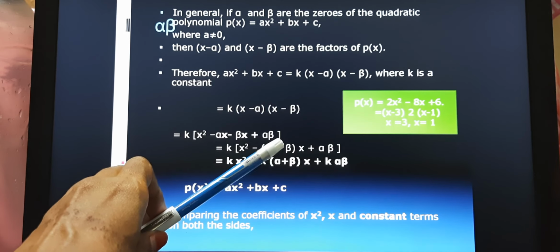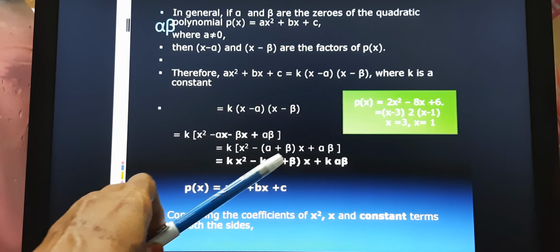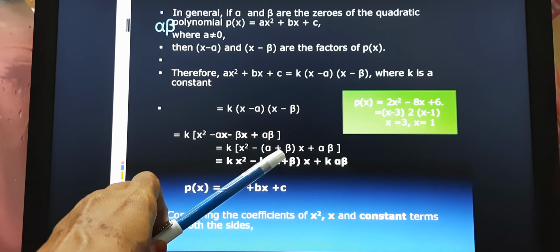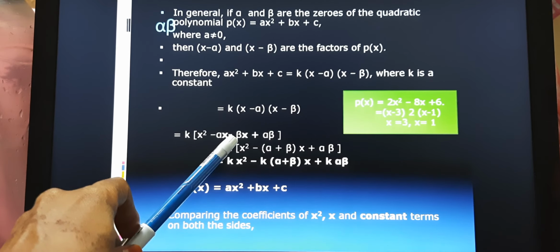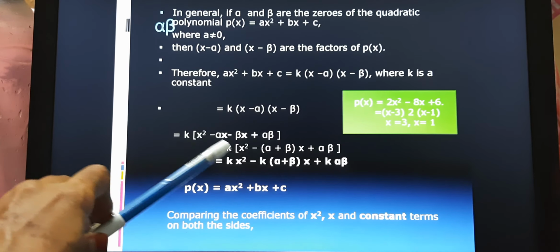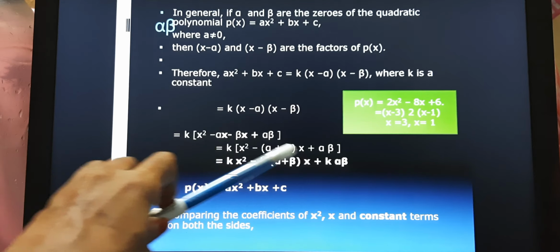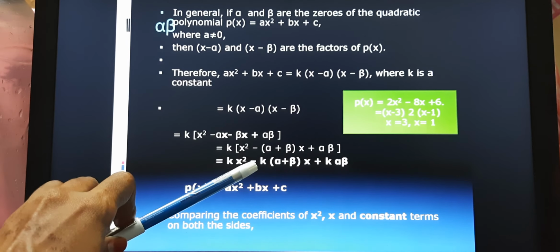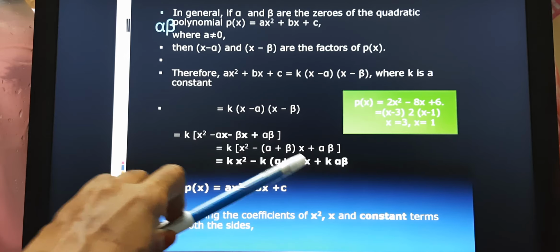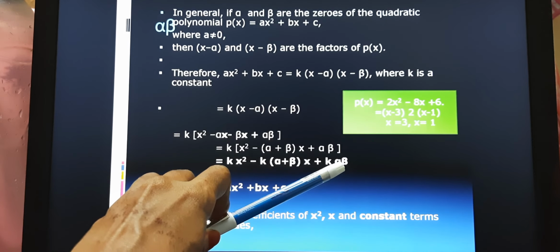You might be thinking why plus here? If you multiply this minus into plus, it will become minus. If you put minus here, minus into minus, it will become plus, right? So we'll check in reverse. X square as it is, minus alpha into x is minus alpha x, minus into plus is minus, beta into x is beta x. So it becomes minus beta x plus alpha beta, right? So we multiply k with all the terms, right? So k into x square minus k into alpha plus beta into x plus k into alpha beta.